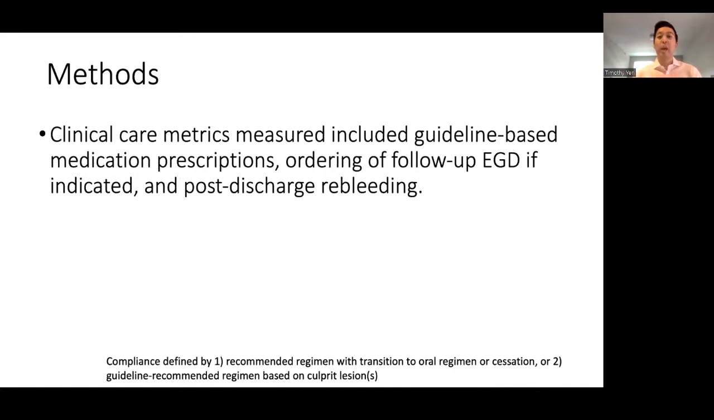In terms of clinical care metrics, before and after the intervention, we looked at what the primary team did with medication prescriptions afterwards, and whether they were compliant with either the guidelines or the specific recommendation that was in the reports, only if that included some kind of reasonable transition to an oral regimen. We also looked at whether an upper endoscopy was ordered when indicated afterwards, and whether there was rebleeding after discharge.